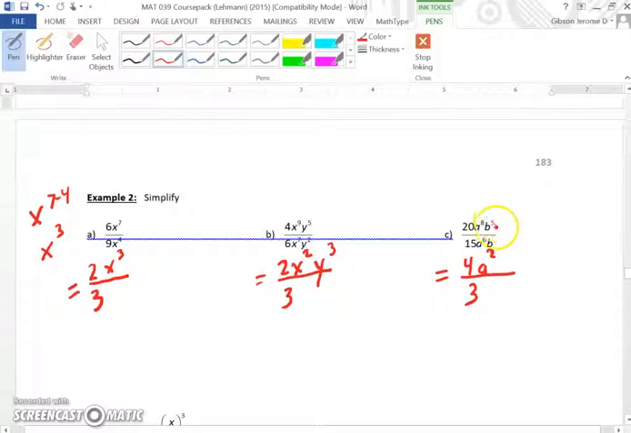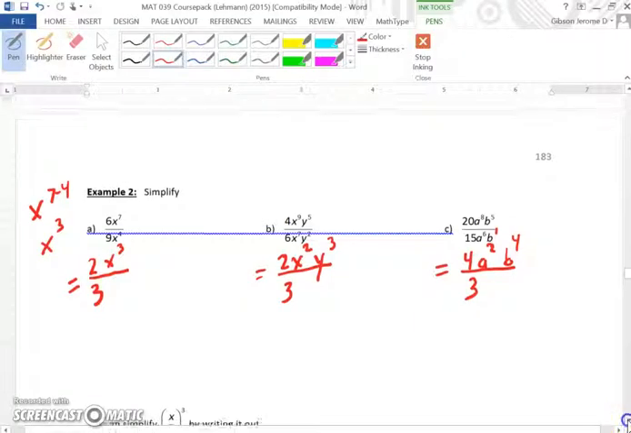Now, we look here, we have our b's, b to the 5th over b. Remember, this b is assumed to be taken to the 1st power. So 5 is bigger than 1, 5 minus 1 is 4, so it'll be b to the 4th power in your numerator. So your final answer would be 4a squared, b to the 4th, all over 3. Are there any questions on any of these problems?